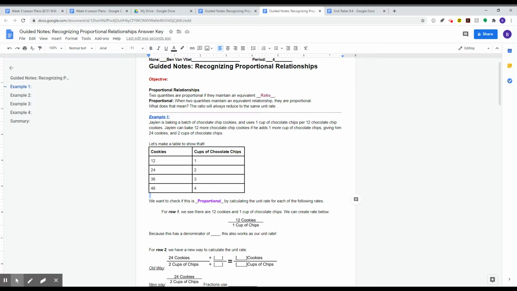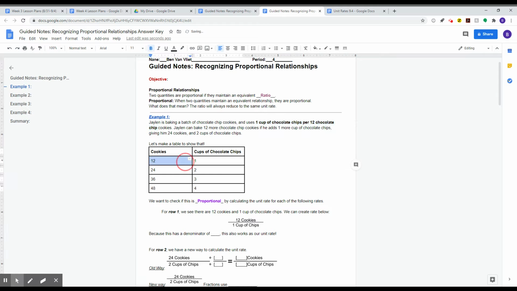Now, here, I forgot to read this example, guys. That's awkward. Let me read this for you guys first, real quick. Jalen is baking a batch of chocolate chip cookies and uses 1 cup of chocolate chips per 12 chocolate chip cookies. Jalen can make 12 more chocolate chip cookies if he adds 1 more cup of chocolate chips, giving him 24 cookies and 2 cups of chocolate chips. Let's make a table to show that. So here, this is saying, I can use 1 cup of chocolate chips per 12 chocolate chip cookies.